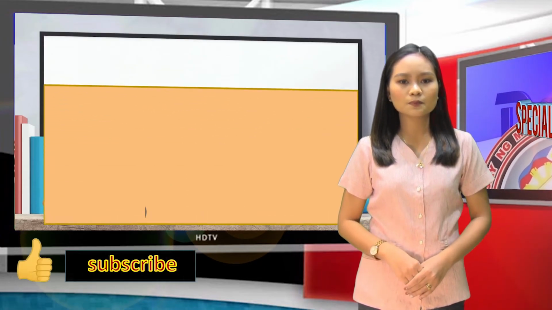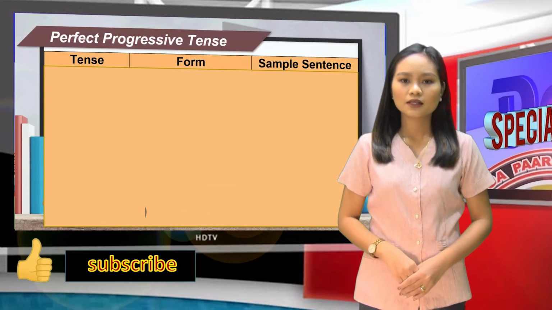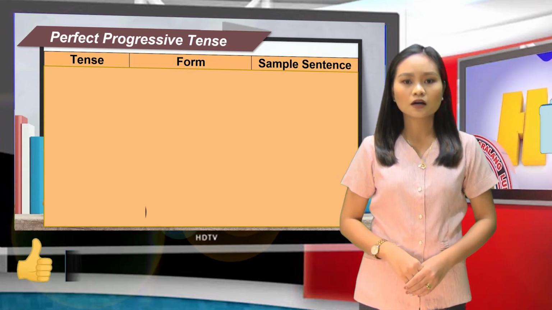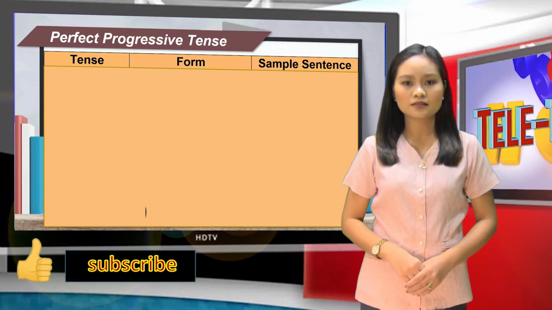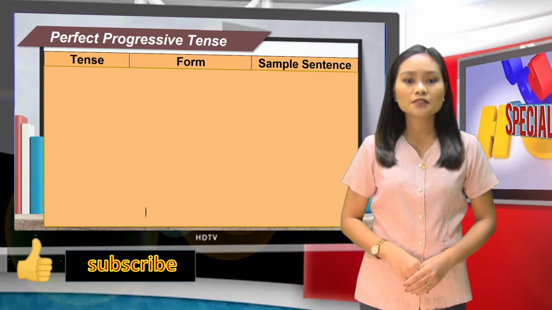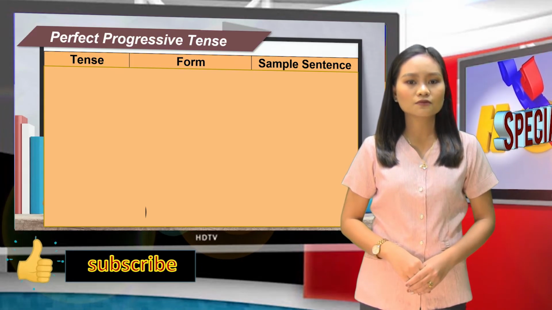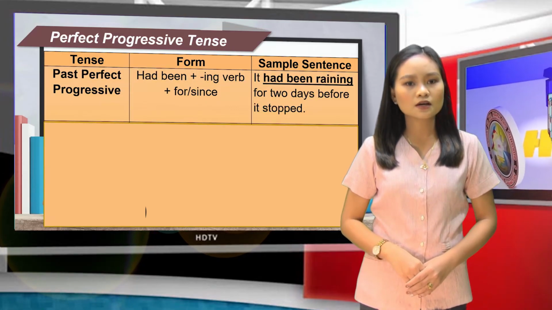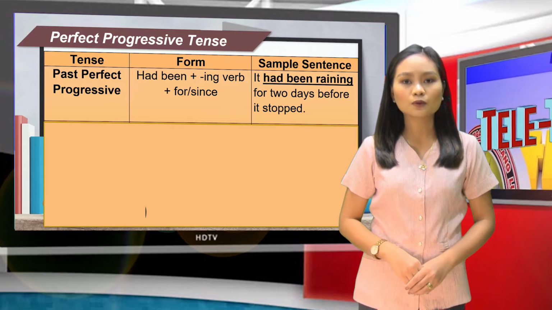The fourth one is the perfect progressive tense. It is used to express how long the completion of an action that is, was, or will be in progress. Perfect means complete, and progressive means unfinished. Perfect progressive tenses often answer the question, how long?